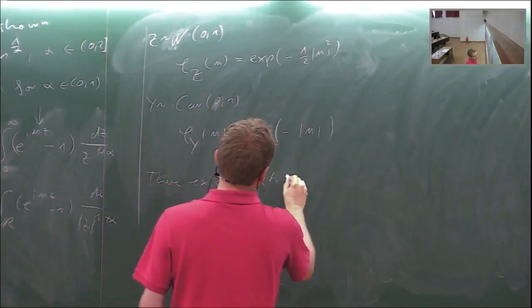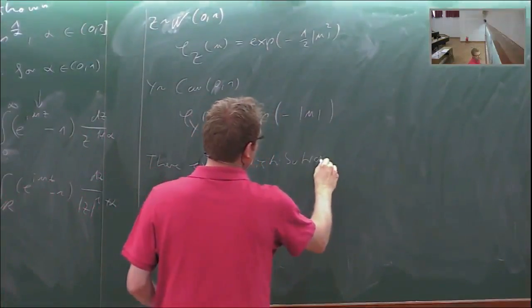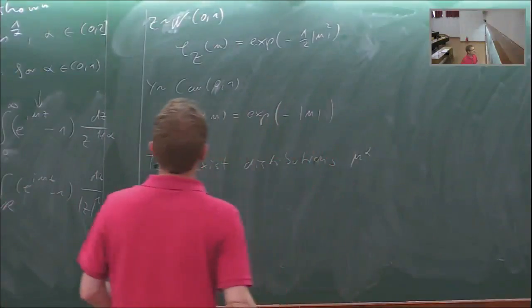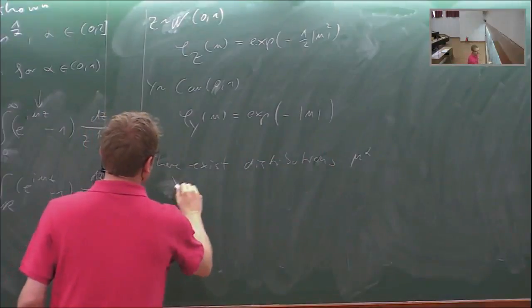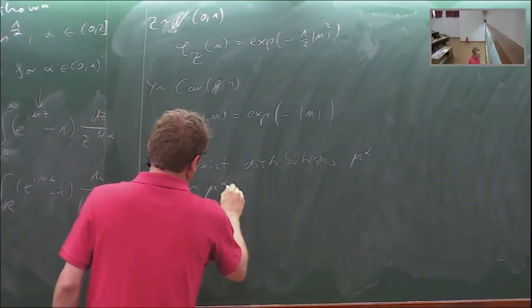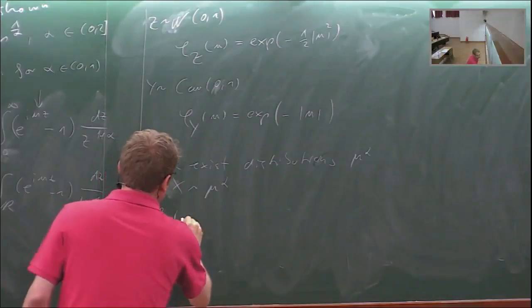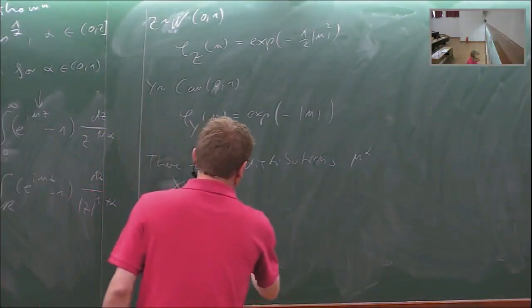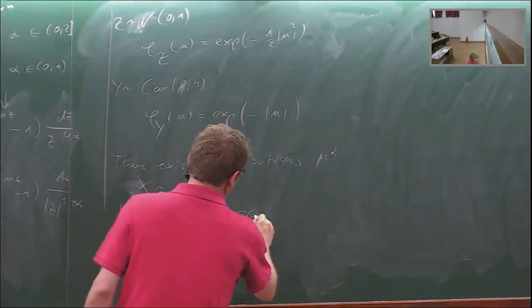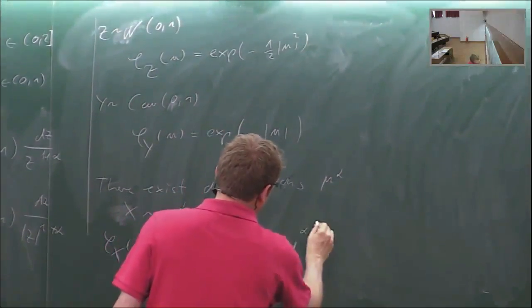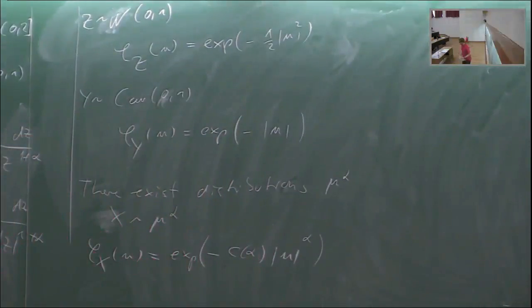And in a general case, there exist distributions mu alpha, such that for zeta, or maybe let's call it x, distributed according to mu alpha, phi_x of u has the following shape: exp of minus some constant c of alpha times u to the alpha. And these are exactly those rotational invariant stable distributions.